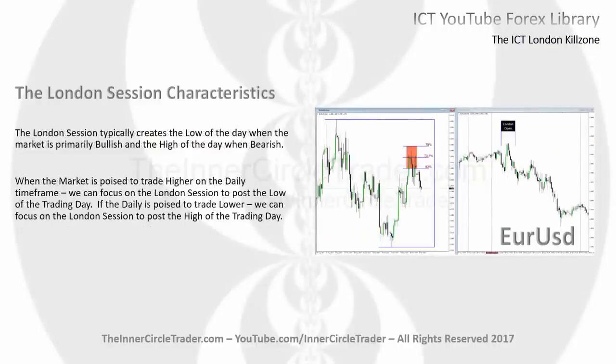Okay, the London session characteristics. Now, the London session typically creates the low of the day when the market is primarily bullish and the high of the day when bearish. When the market is poised to trade higher on the daily time frame, we can focus on the London session to post the low of the trading day. If the daily is poised to trade lower, we can focus on the London session to post the high of the trading day.